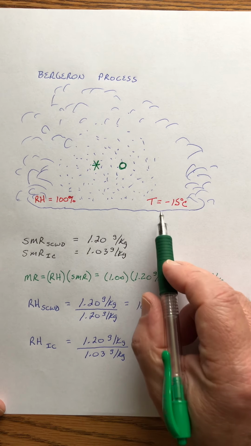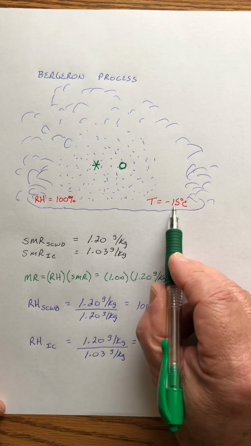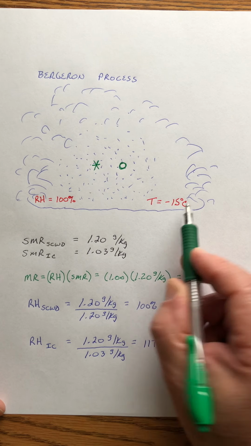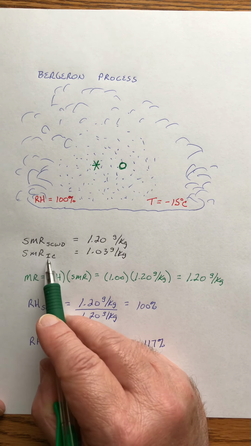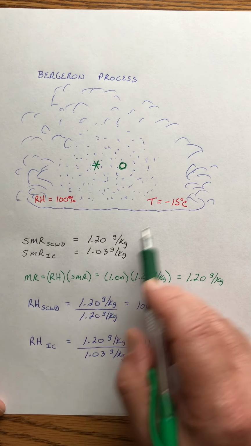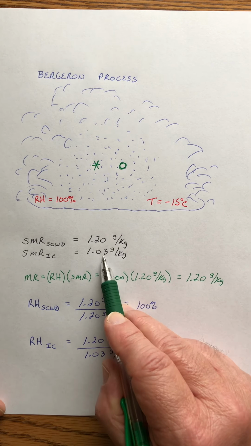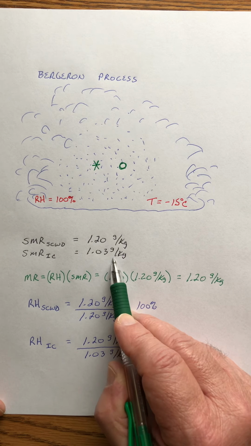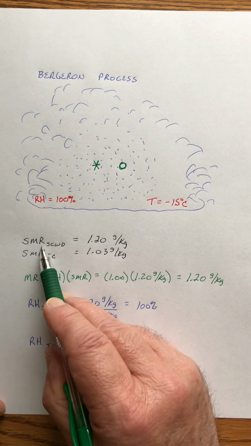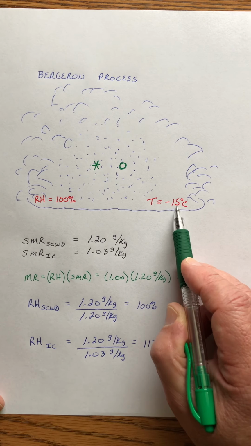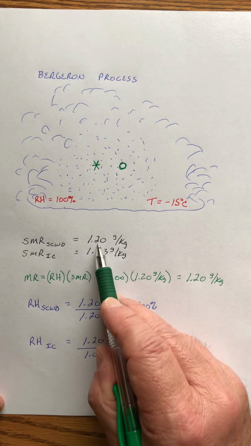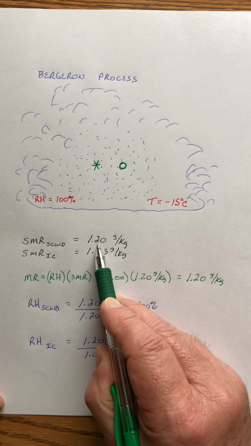In this particular example, where the temperature of the cloud is minus 15 degrees C, the saturation mixing ratio around an ice crystal at minus 15 degrees C is 1.03 grams per kilogram, while the saturation mixing ratio around a supercooled water droplet, that is at a temperature of minus 15 degrees C, is 1.20 grams per kilogram.